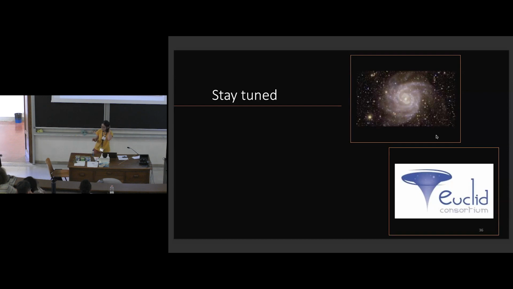w0 is the equation of state parameter of dark energy. wa is the redshift dependence. So it's not constant anymore. The a stands for the scale factor, so it's the redshift dependence.